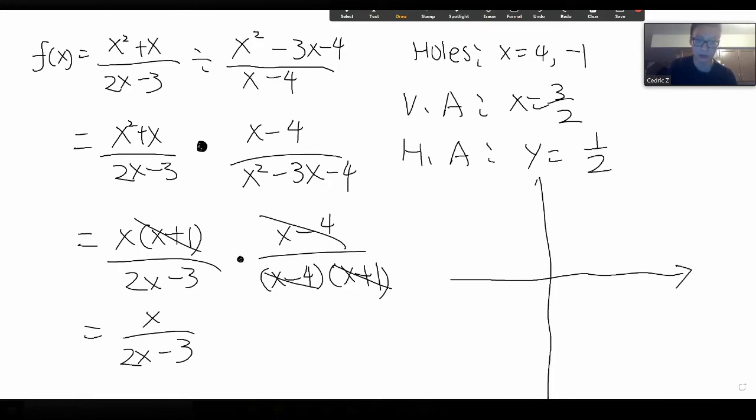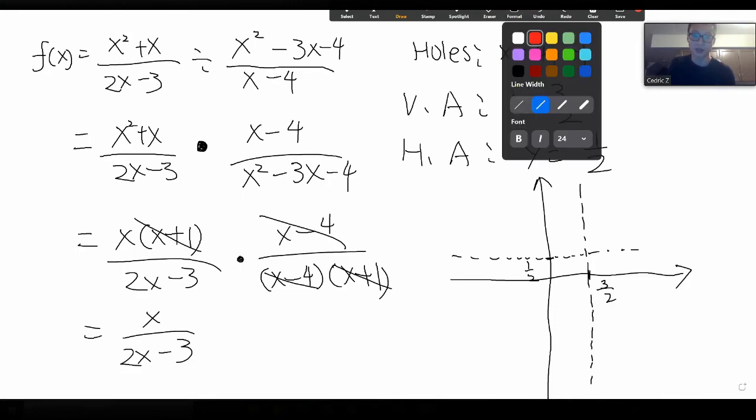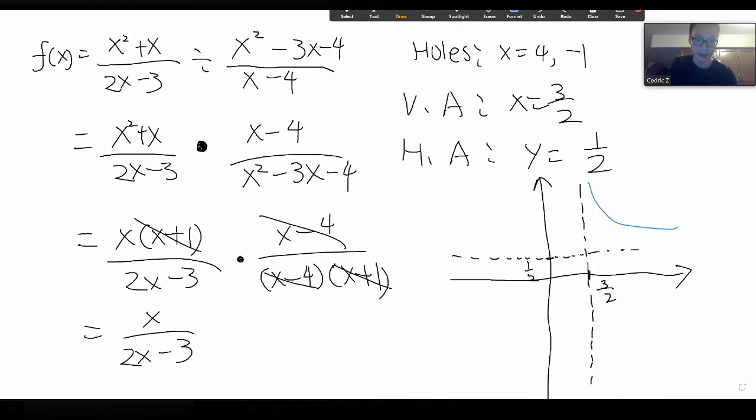The first thing we're going to put on the graph are the asymptotes. We have a vertical asymptote at x equals 3 over 2, so that's about 1.5. Let's put that here. 3 over 2 is my vertical asymptote. I also have a horizontal asymptote at y equals 1/2, so that's about right here. You want to label that on your graph. Then we know that because it's a first degree and it's a positive rational function, it looks something like this.